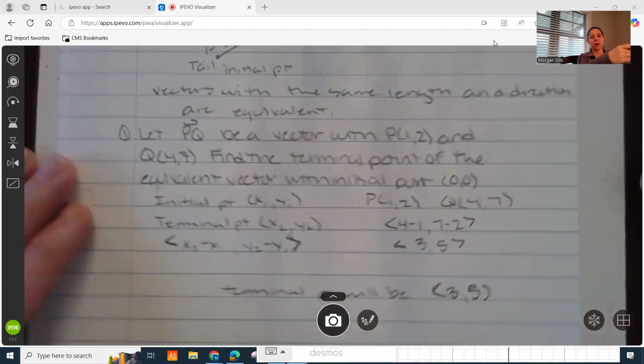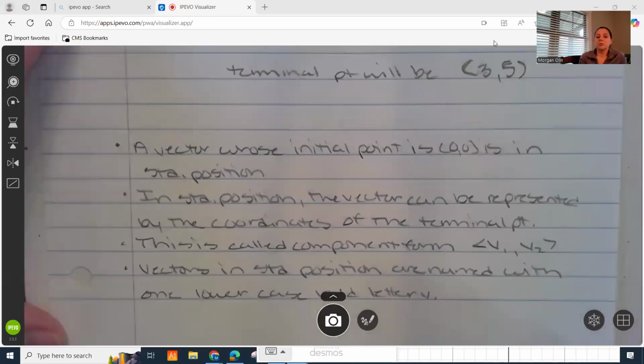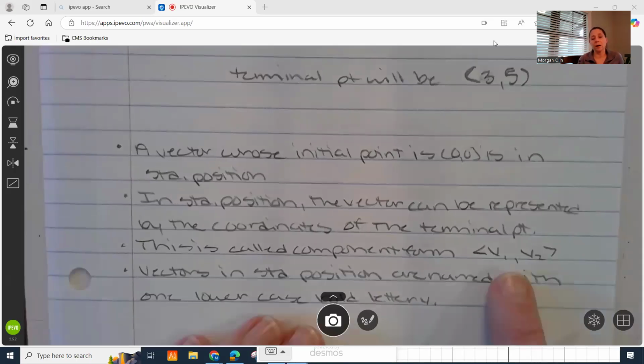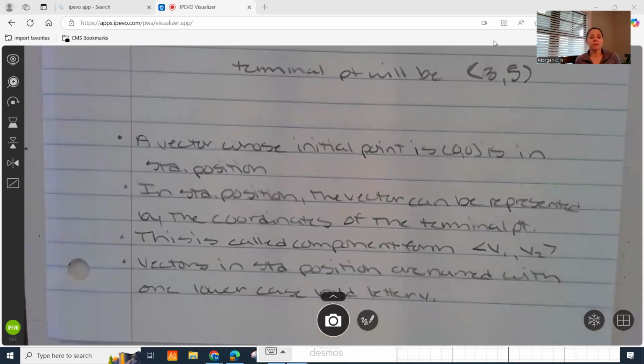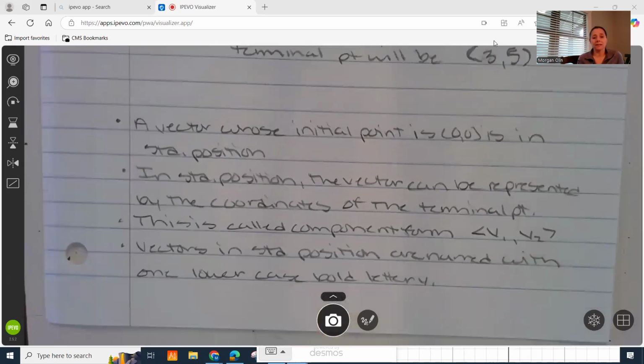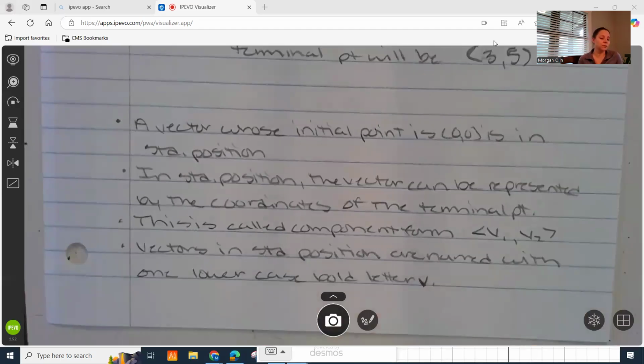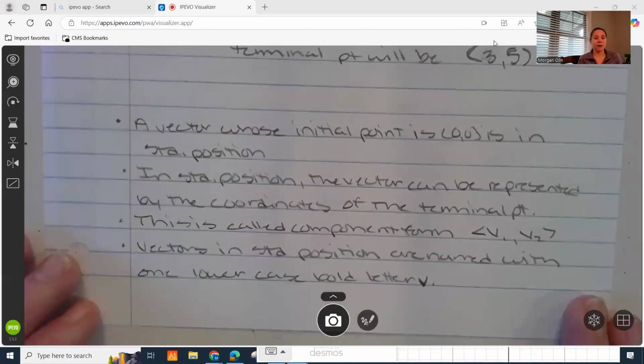Now, a few things about vectors themselves that you may want to copy down, put in your memory bank. A vector whose initial point is (0, 0) is in standard position. And in standard position, the vector can be represented by the coordinates of the terminal point, which is like what we did here when we found that vector. This is called the component form whenever you have the angle brackets on the side of our vector. Vectors in standard position are named with one lowercase bold letter. Sometimes they'll use v, sometimes u, but it's with lowercase letters to name the vectors.